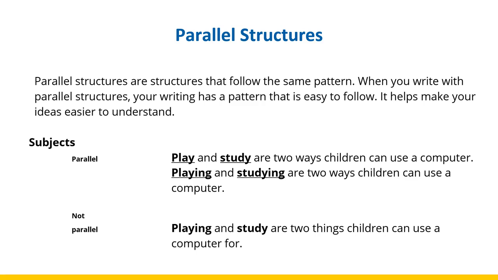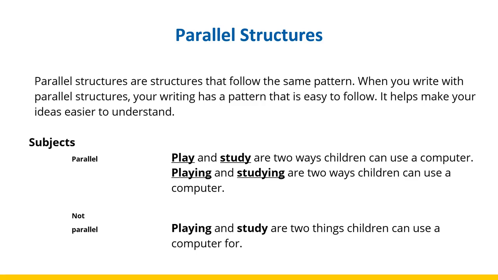Here you see a couple of sentences. The first one shows parallel structure. Play and study are two ways children can use a computer. As you see, play and study are in bold, and they are parallel in this case. The following one is another example of a parallel sentence. Playing and studying are two ways children can use a computer. So instead of play and study, we have playing and studying. We added the ing ending.